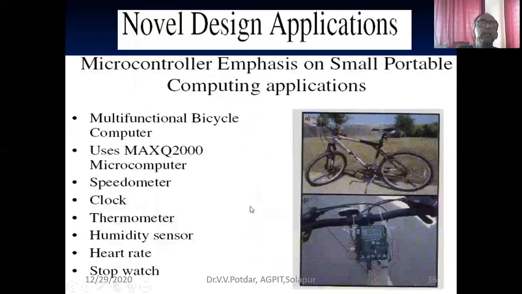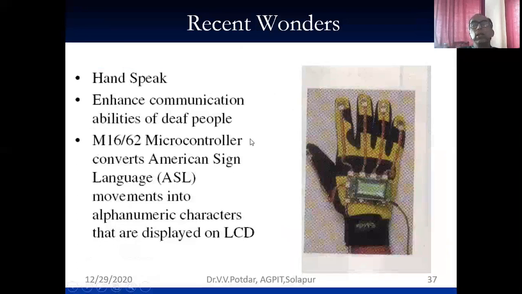In our design applications, we have seen portable computing applications. These microcontrollers are being used in a multifunctional bicycle computer: speedometer, clock, thermometer, humidity sensor, heart rate, and stopwatch. All these things are provided during cycling. You can keep a watch on all these human body parameters by using a microcontroller. Now, recent wonderful developments have taken place for the artificial hand. So many sensors are provided on the fingers, and it is a smart hand that can do many functions.